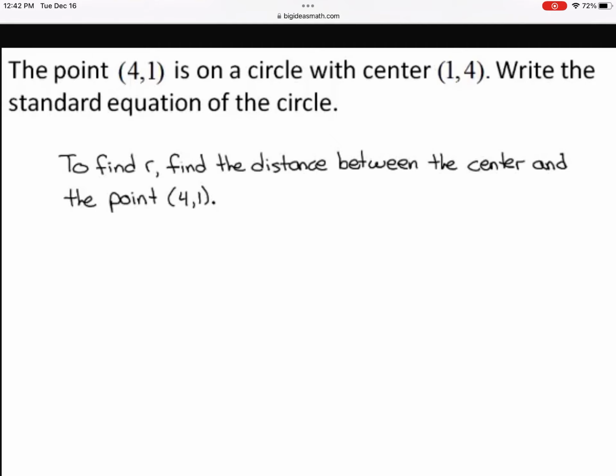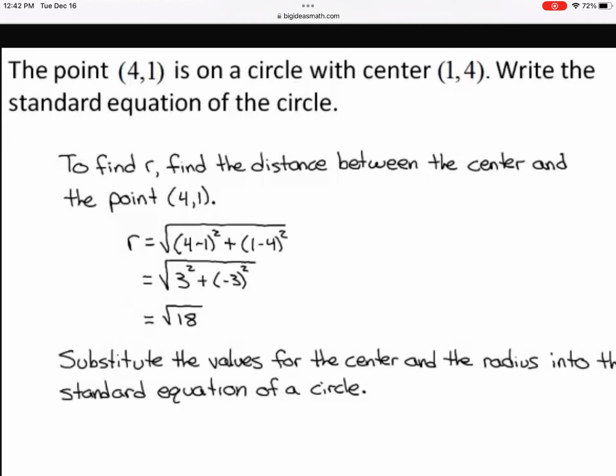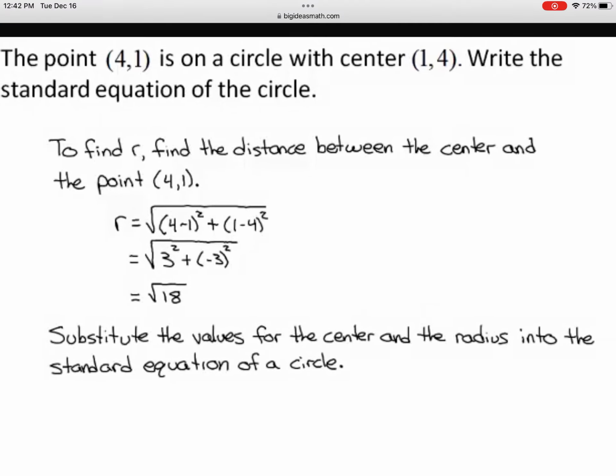The distance r from the center to the point 4, 1 is given by r equals the square root of the quantity 4 minus 1 squared plus the quantity 1 minus 4 squared, which simplifies to r equals the square root of the quantity 3 squared plus the quantity negative 3 squared, or r equals the square root of 18. Next, substitute the values for the center and the radius into the standard equation of a circle.